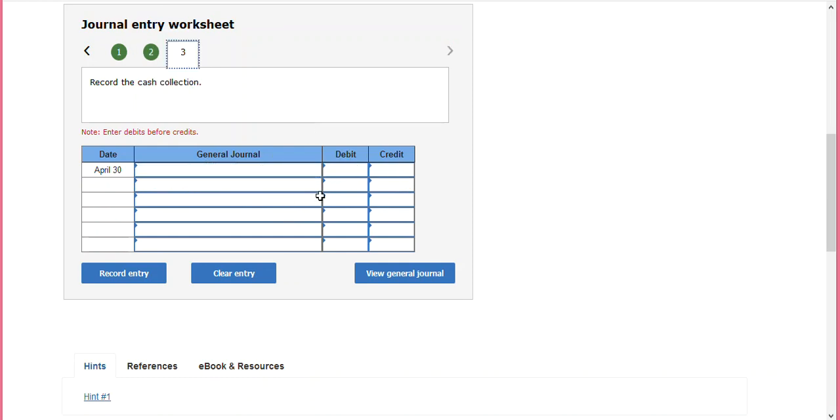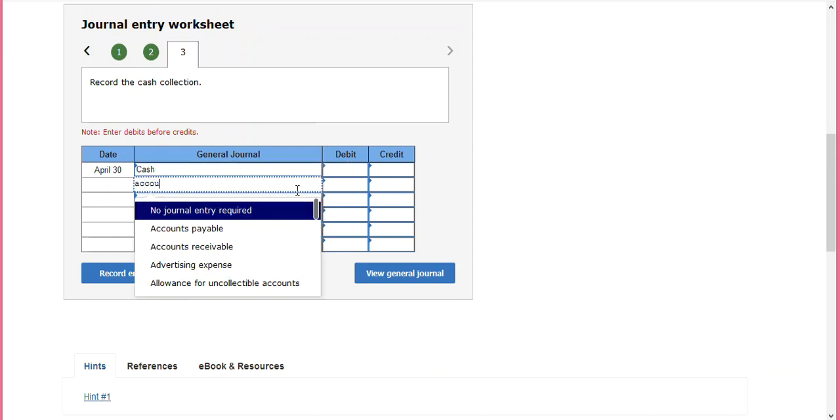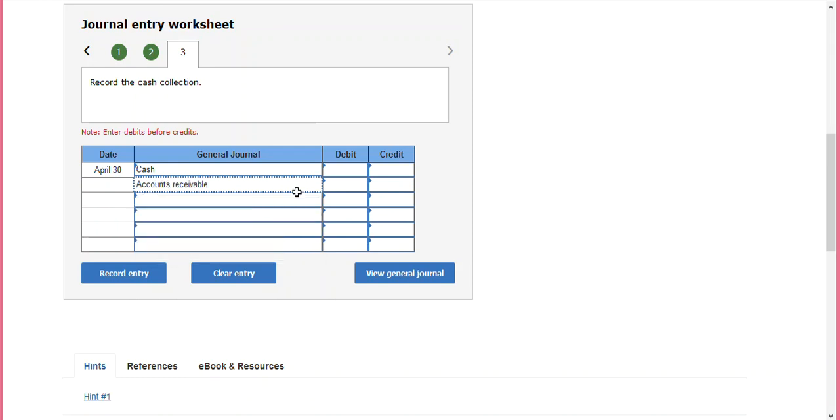Then number 3, they are recording the cash collection, so essentially they're paying us cash for what they owe us, which is an accounts receivable. And the amount they owe us would have been the $2,200 less the allowance that we gave them. So $2,200 minus $470 is $1,730.